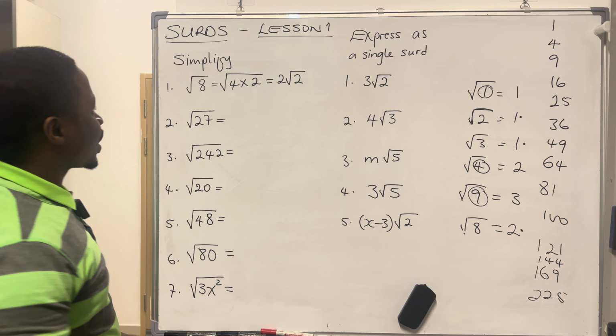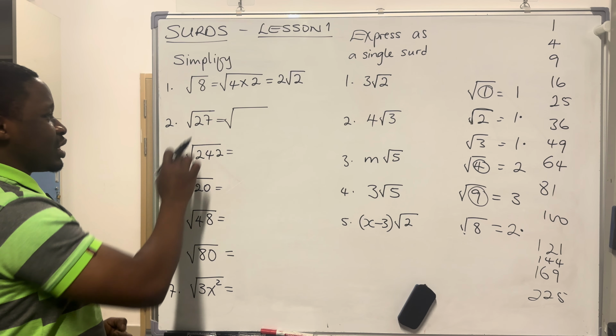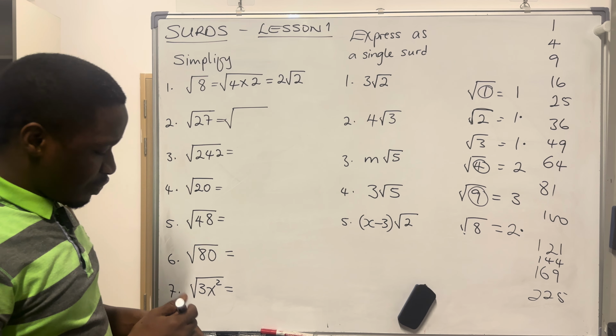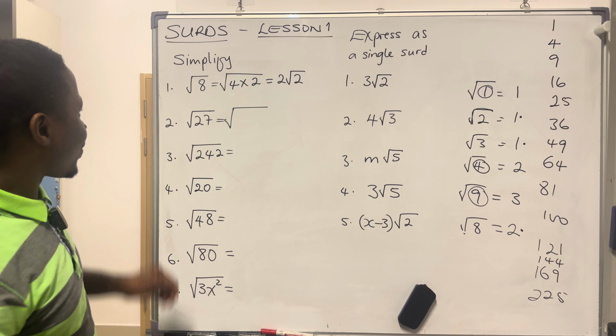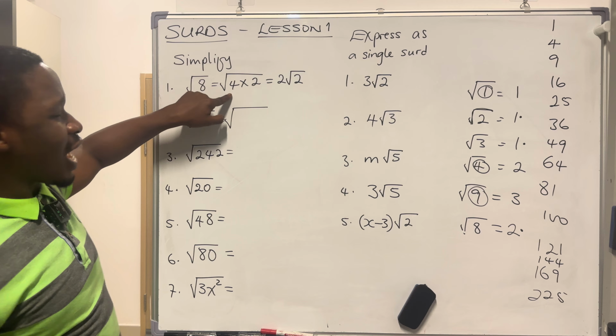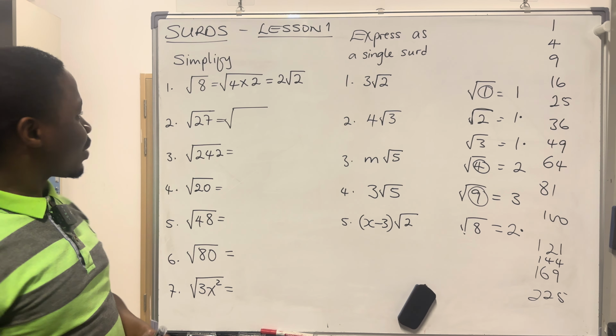Let's try 27. What two numbers will multiply to give 27, but one is a perfect square? If you struggle to find the numbers, what do you do? Like for this 8, divide 8 by 2. It will give you 4. Ask yourself, is 4 a perfect square? Yes. Then you can pair 4 and 2.